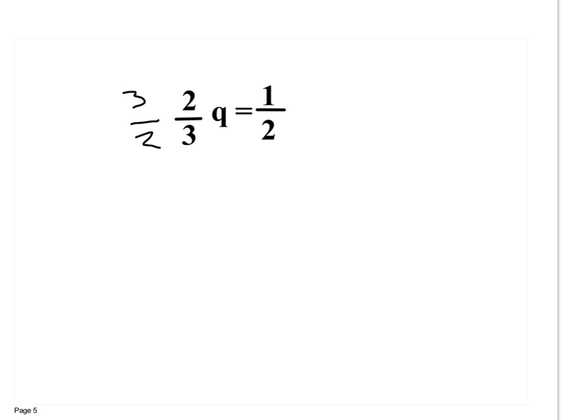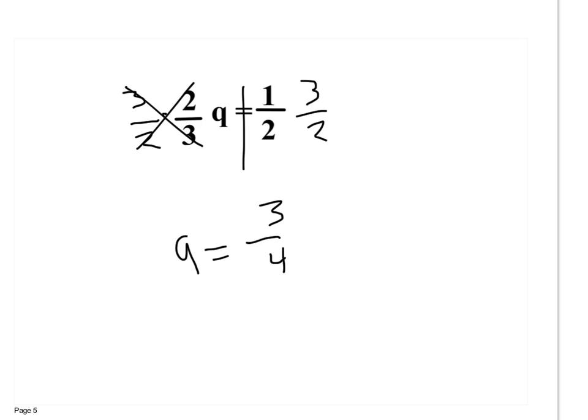This is the same thing as timesing by the reciprocal of 2/3, which is 3/2. Okay? Because we can't divide fractions. Instead, what we do is we times by the reciprocal. So we times both sides by 3/2. Okay, 2/3 and 3/2 cancel on the side with Q. On the right side, we have 1/2 times 3/2. That gives us 3/4. Q is equal to 3/4.